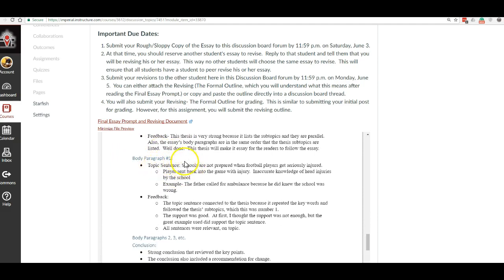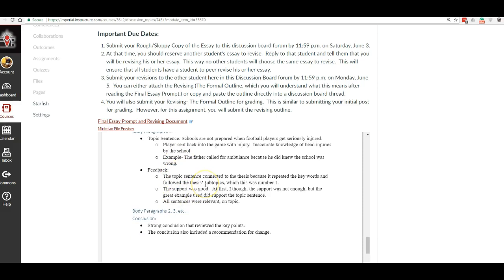Her topic sentence was, schools are not prepared when football players get seriously injured. And then I thought, well, I gave the support. How does she support this topic? She said that there was a player who was sent back into a game after a head injury, and the school said it was okay. But the father started to get worried, so he called in an ambulance. And then the feedback I gave, I thought she did well.